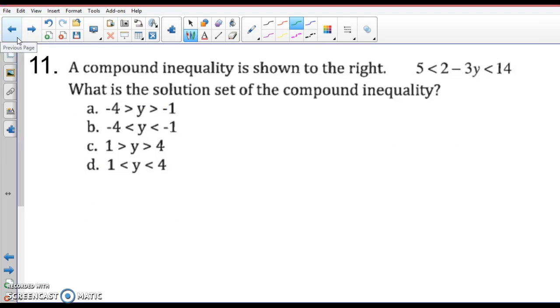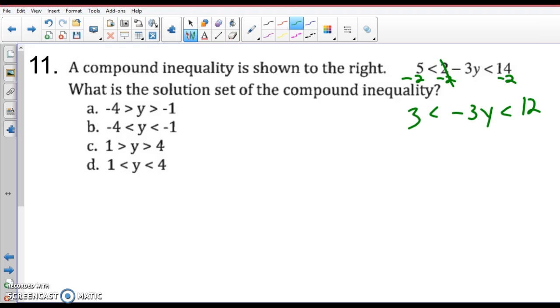All right. Let's do this one. Let's solve this compound inequality. What am I going to do first? We want to get y alone in the middle. Nick? Subtract 2 from all 3 spots. So I'm going to have 3 is less than negative 3y, and that's less than 12.